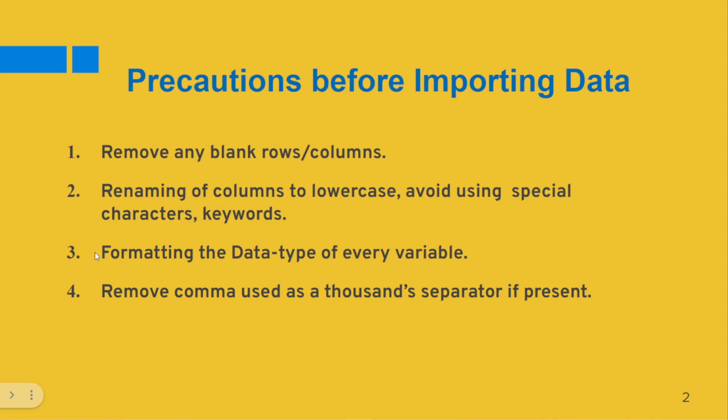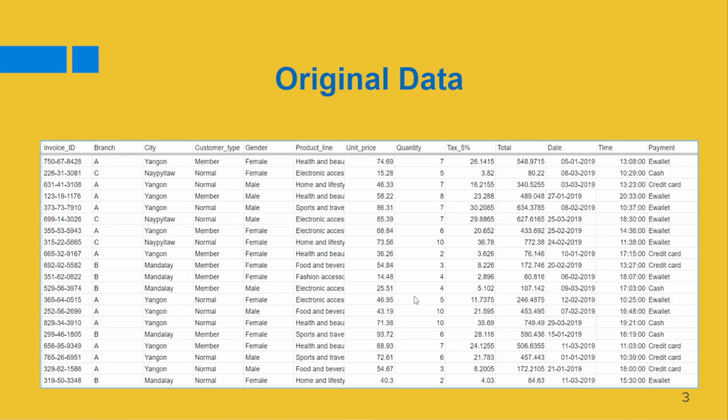Also, we need to ensure that the data type for every variable is as per the required data type. For example, for the date data type, we need to format it into a date type. If there is any numeric data type, we need to check that it is not already formatted as text. If it is text, then we need to change it from text to numeric. Similarly, for numeric variables, if a comma is used as a thousand separator, we need to remove that as well.